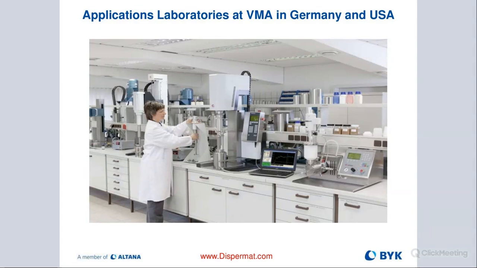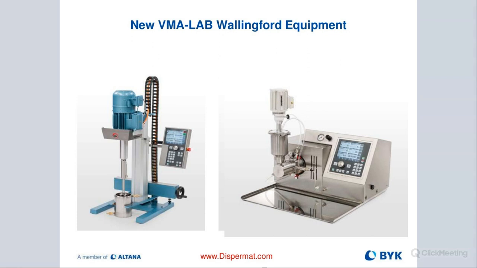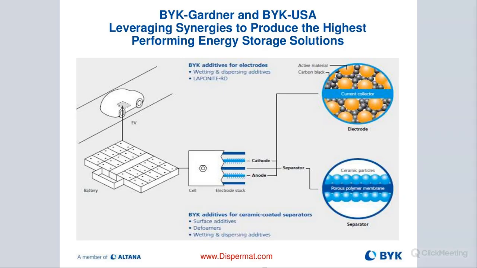And here is a picture of our lab in Germany at VMA. That's where we build all the machines, as well as a testing facility. We have the same type of lab in Connecticut where we have different types of dispersers. We have the new AE technology, as well as the horizontal SL with all the different mill heads, also different basket mills and rotor stator attachments, as well as vacuum attachments in our lab.